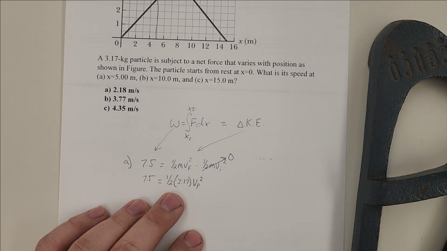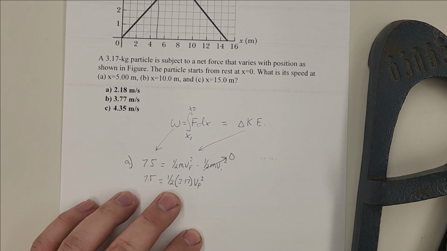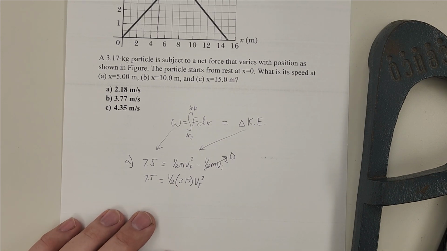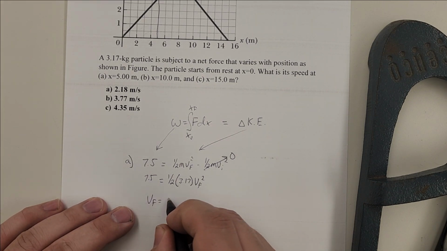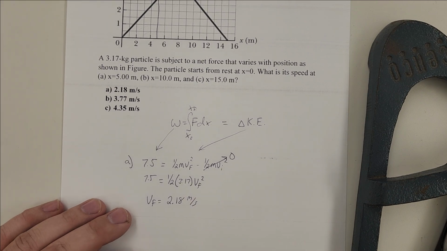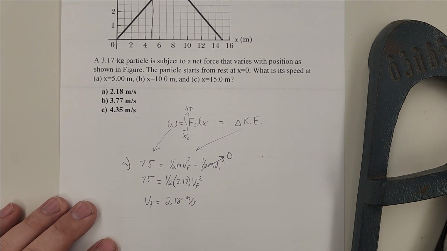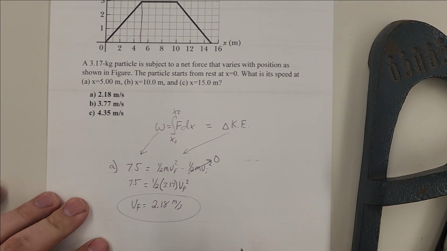So I'm going to take 7.5, multiply it by 2 to get rid of the half, and then divide by the 3.17. That gets me 4.73. Now let me take the square root of that answer, and I get that VF is equal to 2.175, so it's going to round to 2.18 meters per second. So now we have our final velocity for part A.